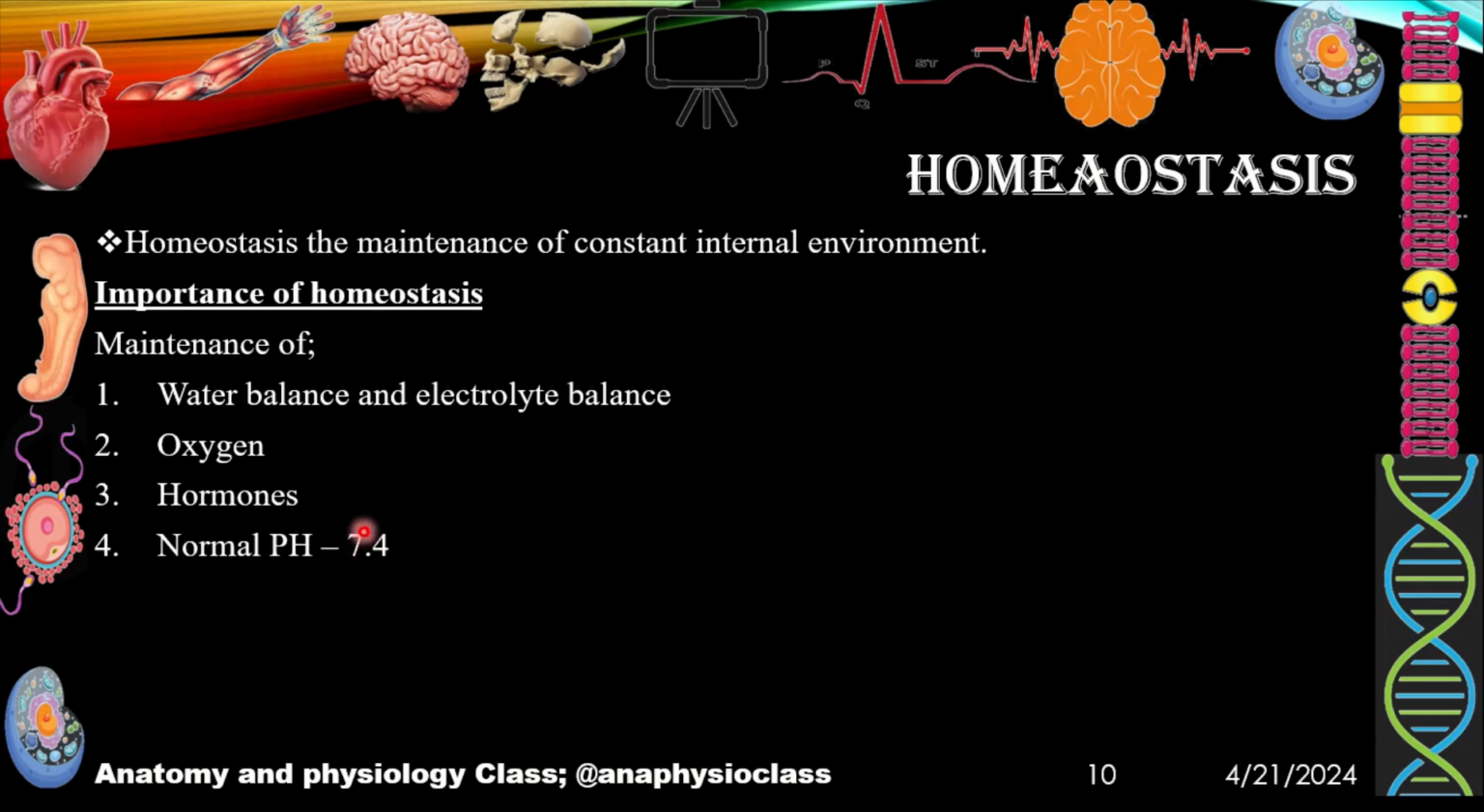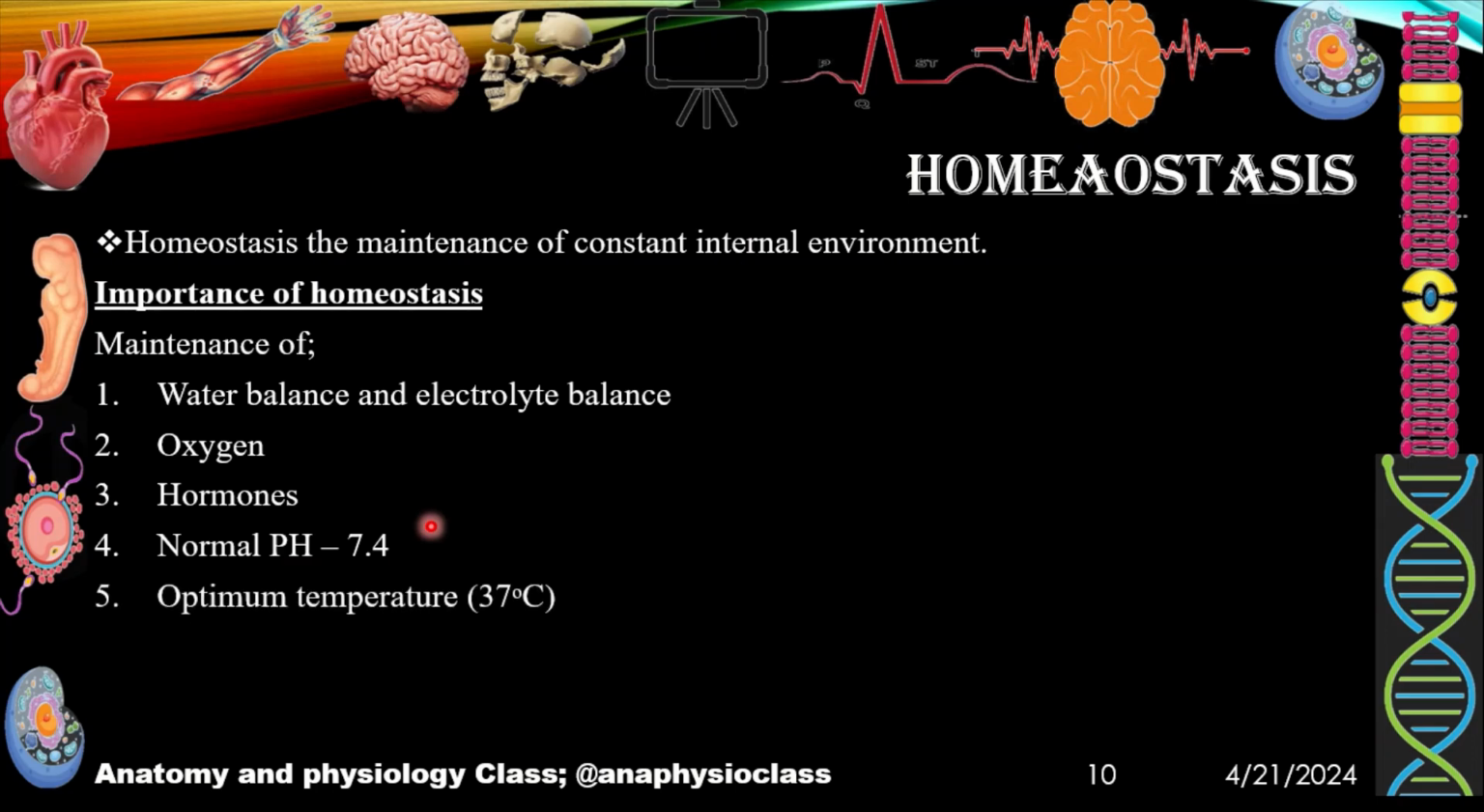So since here we are having 7.4, we say it's slightly alkaline. And this slightly alkaline pH is very, very important for different metabolic activities, for different enzymes to act in different metabolic activities. That is why this normal pH is also very, very important for it to be maintained in the body.